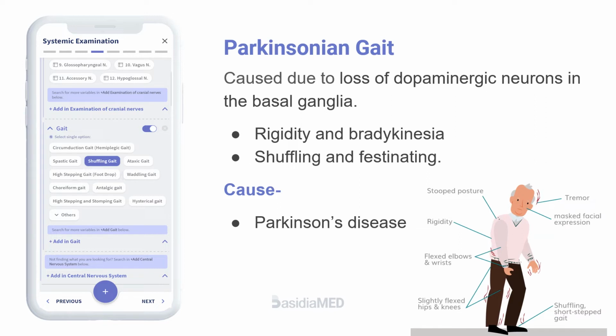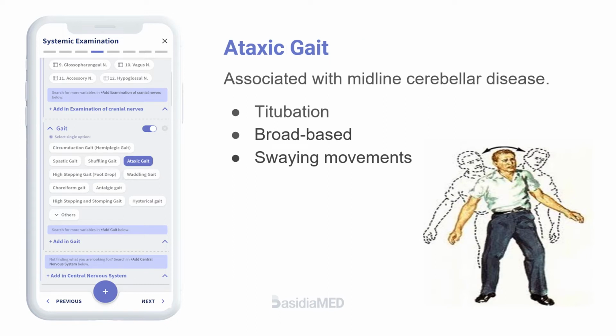Parkinsonian gait. The patient will have rigidity and bradykinesia. The patient walks with slow little steps, leading to shuffling gait. Presents with difficulty in initiating steps, showing an involuntary inclination to take accelerating steps, known as festination. Seen in Parkinson's disease.